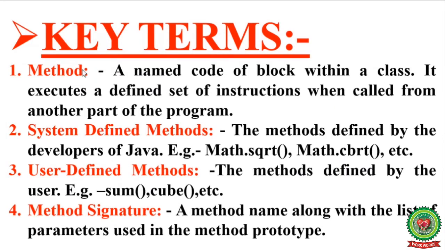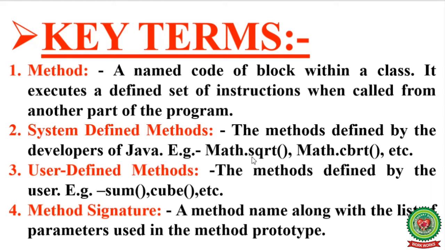So students, what is a method? A named block of code within a class. It executes a defined set of instructions when called from another part of the program. Methods are of two types, system-defined methods and user-defined methods. System-defined methods are the methods defined by the developers of Java.